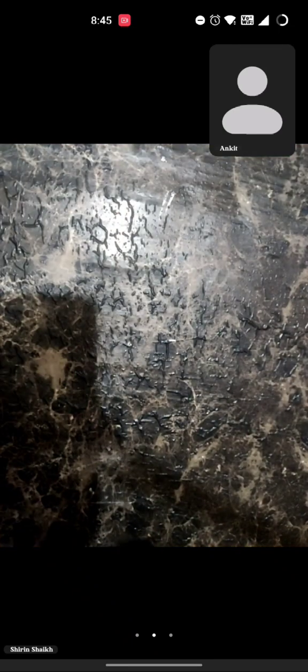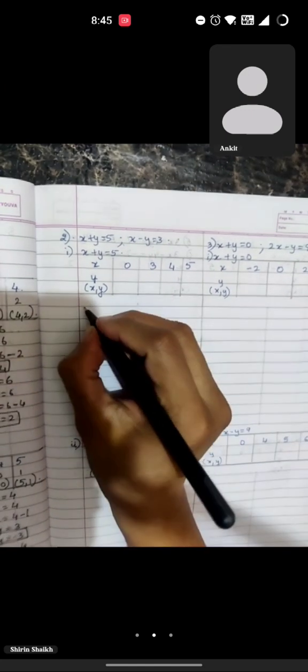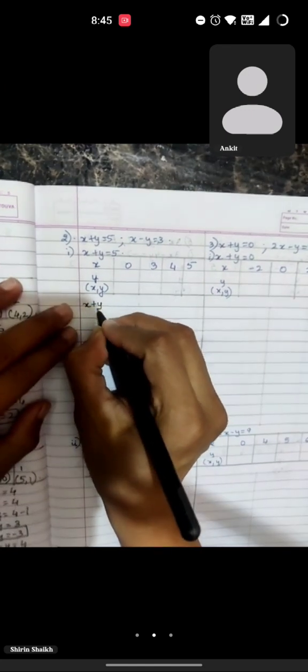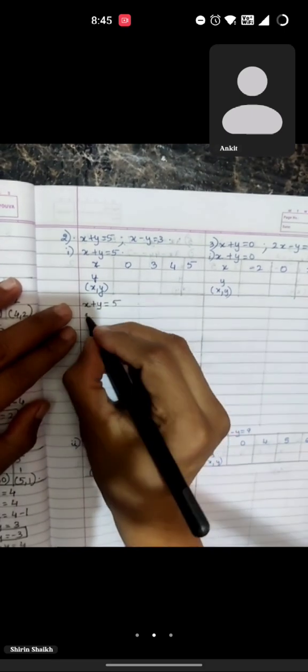Okay. Now with me, you have to start for question number 2. So again, I have written the equation and I have prepared the table. Again, I'm telling you, this table won't be provided in the exam. You have to draw it on your own. So I'm going to start with the first equation, x plus y is equals to 5. First, I'm taking x as 0. So 0 plus y is equals to 5. y will be 5 plus 0, or y will be 5.